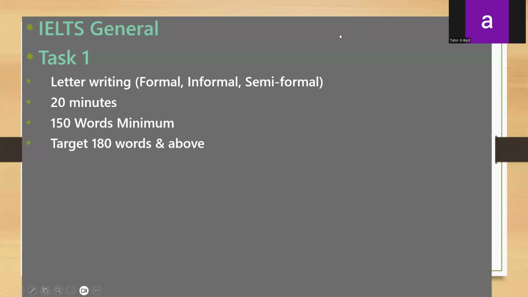So the letter writing is the first task for the IELTS General Training writing test. You have 20 minutes to write this letter. You have to write 150 words minimum, but your target should be 180 words and above if you want to score a band 7. Remember, band 7 is desired for Express Entry and most immigration processes.